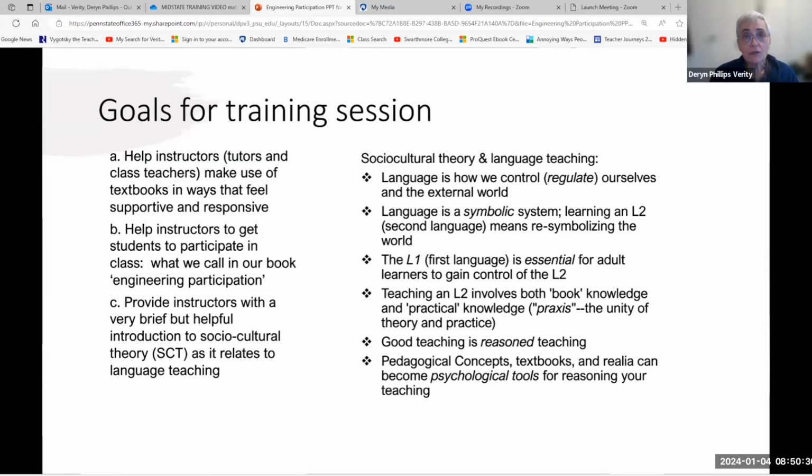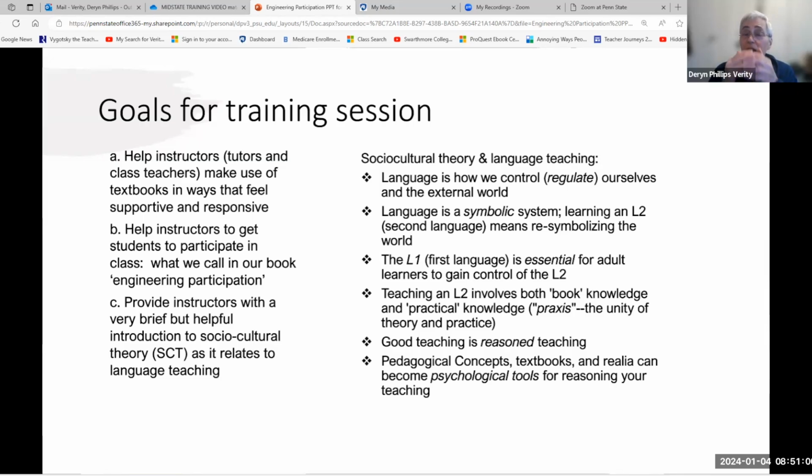So a sociocultural approach to helping teachers develop and helping students develop proficiency in language is to understand the importance of what we call praxis. Praxis is the unity of theoretical knowledge, book knowledge, formal knowledge, structured knowledge, with the experiential, procedural, hands-on knowledge of real-world activity and engagement. And our classes should always involve a combination of those things.